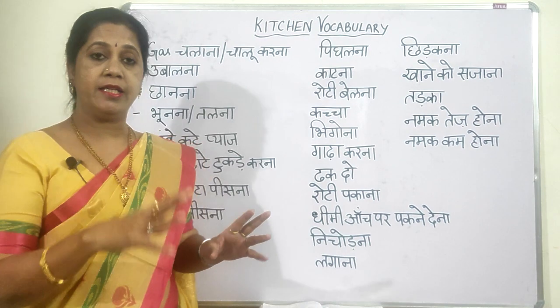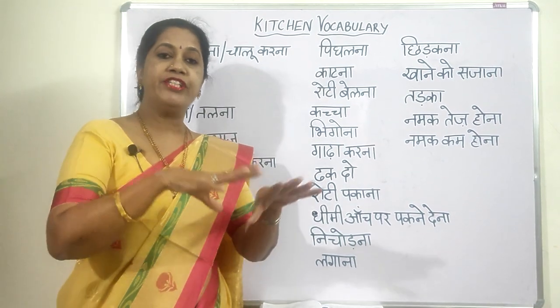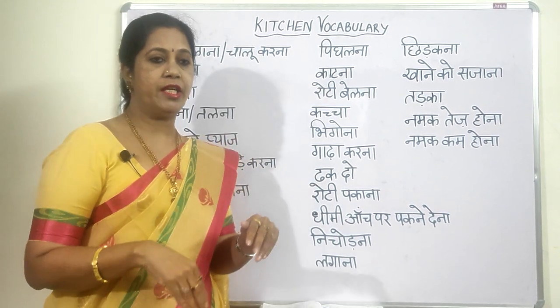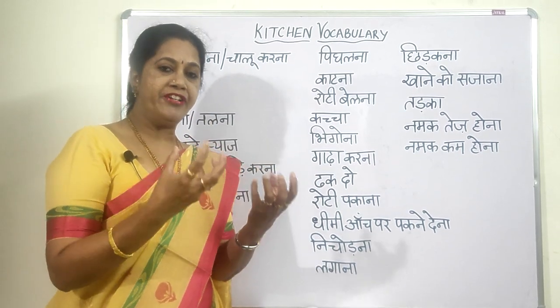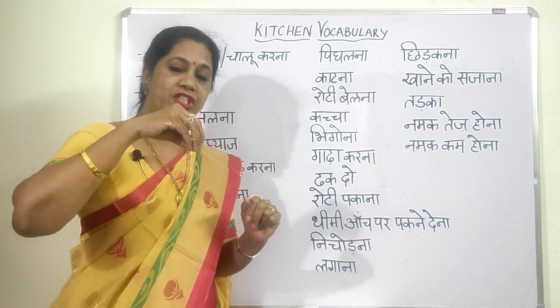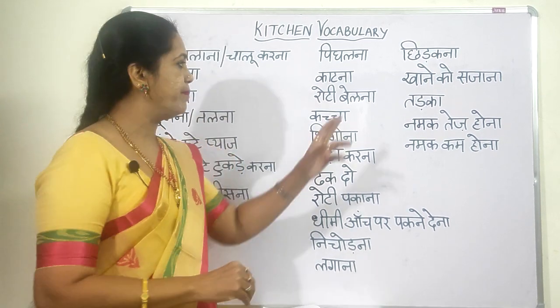खाने को सजाना, this is called garnish, to decorate the food. खाने को सजाना, तो फलूदा तैयार हो गया, तो उसके ऊपर जो dry fruits है, that is we decorate it. So that is called garnish.